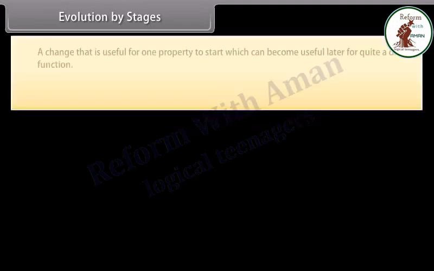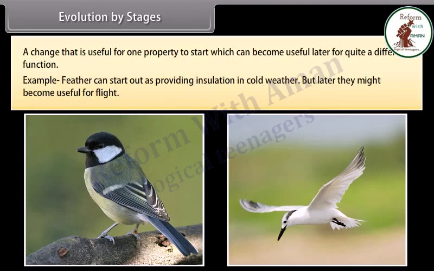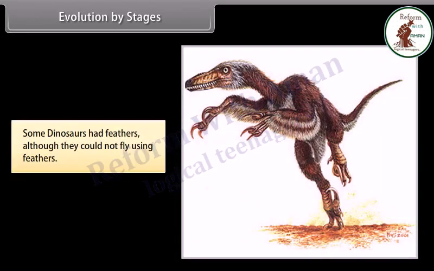Evolution by stages. A change that is useful for one property can start, and then become useful later for quite a different function. Example: feathers can start out as providing insulation in cold weather, but later they might become useful for flight. Some dinosaurs had feathers, although they could not fly using feathers.